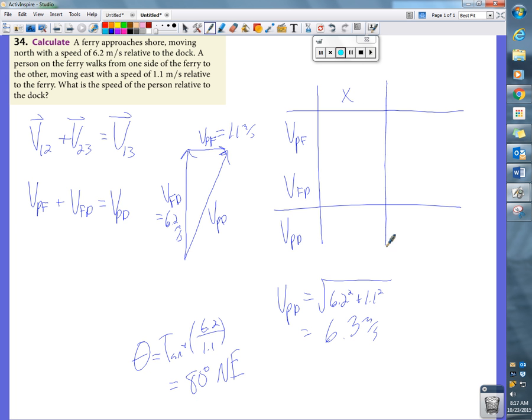X components, Y components. So, VPF, that's this guy. What is its X component? Its x component is 1.1. Its y component is 0. VFD, its x component is what? 0, and its y component is 6.2. So we add the columns, and you wind up with the two legs of our resultant, 1.1 and 6.2.